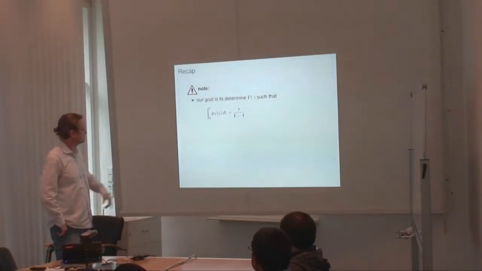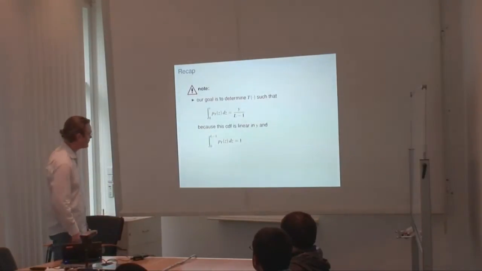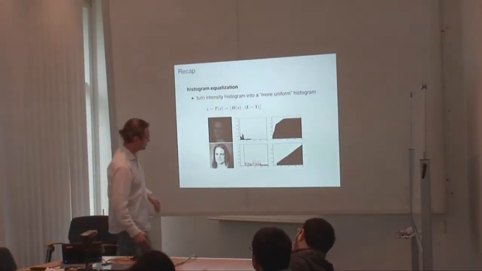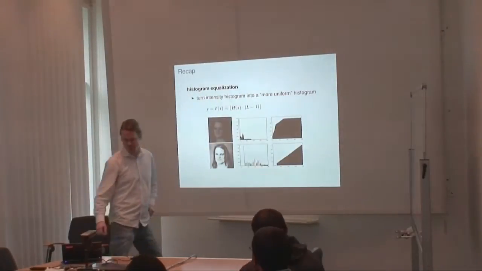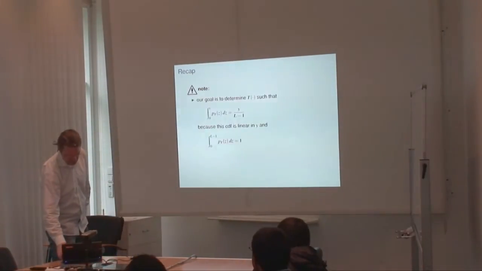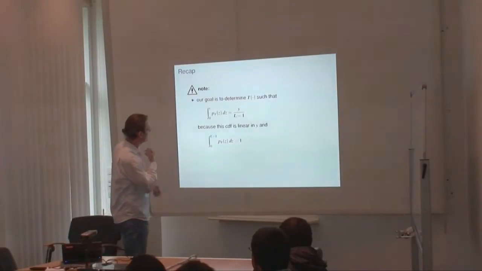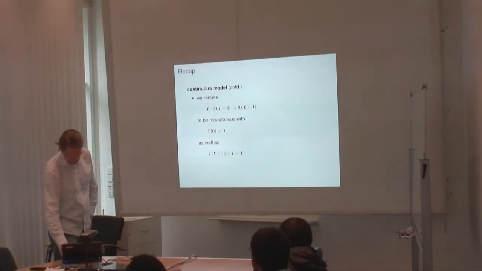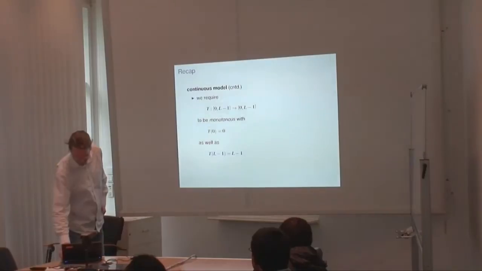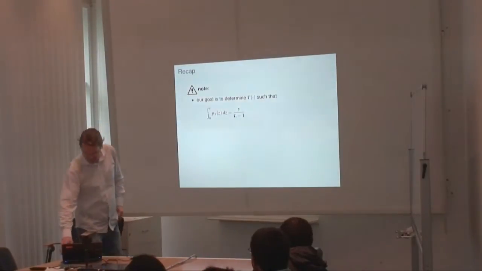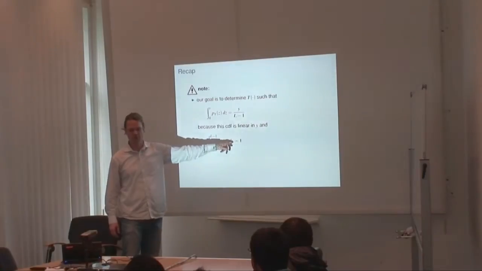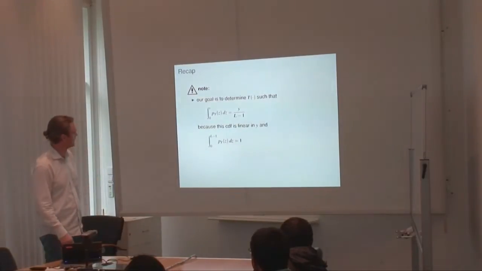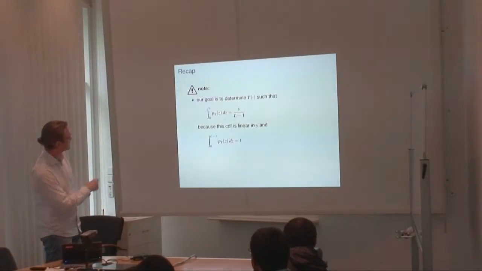But we want this cumulative density to be of that form because this is linear in y. This is what we want to have. It is linear in y. And if we evaluate this at 0, then it is 0, which is what we wanted. And if we plug in L minus 1 here, then it goes to 1. And this is a good thing for us to require from a cumulative density function. So this is our goal.